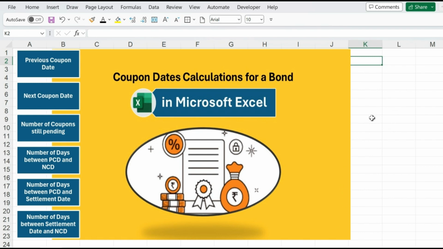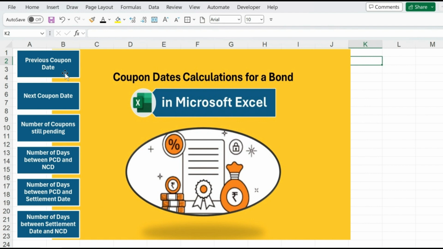In this video, we are going to see six different functions which are going to be used for coupon days calculations for a bond. So if you are trading a bond today, or if you are doing a valuation of a bond today, if you're calculating the mark to market of a bond today, these six days related parameters are very, very important. One of them is that what was the previous coupon date?